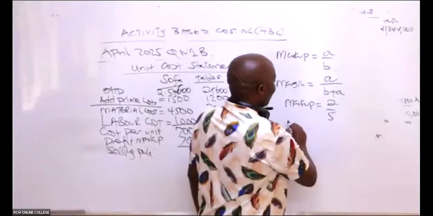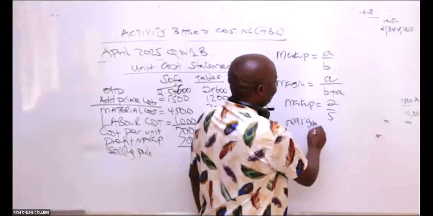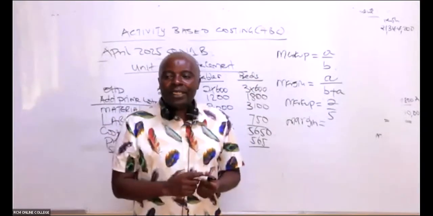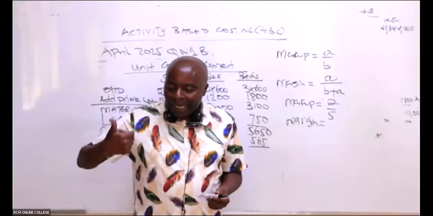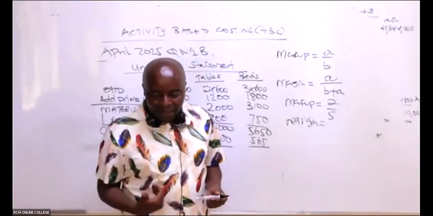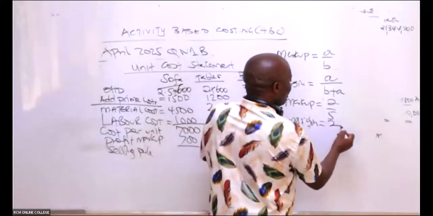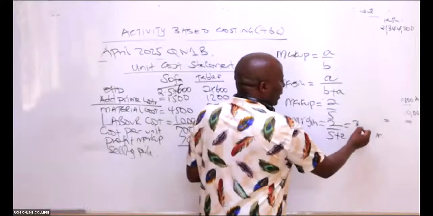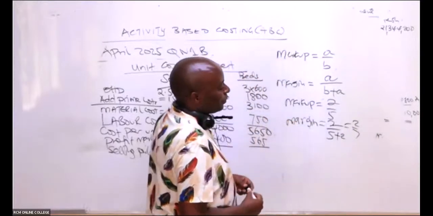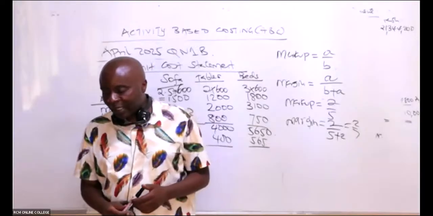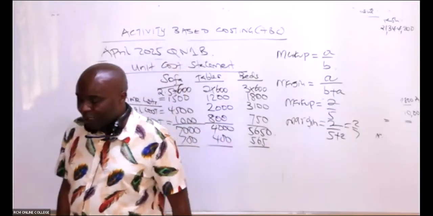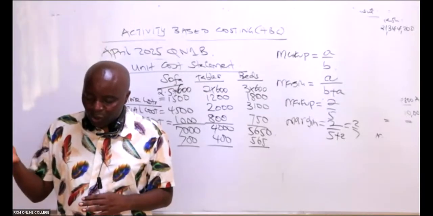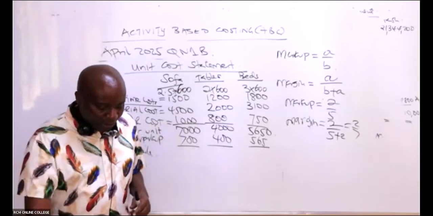If you're given markup, just for your practice, 2 over 5, is there somebody who can give me the margin? 2 over 7. Because with margin, you must inflate the base. So the margin will be 2 over 5 plus 2, which will be 2 over 7. Please give me some feedback, whether you are able to follow. Tell me whether you now know how to convert markup to margin, and then I'll teach you how to convert margin to markup.